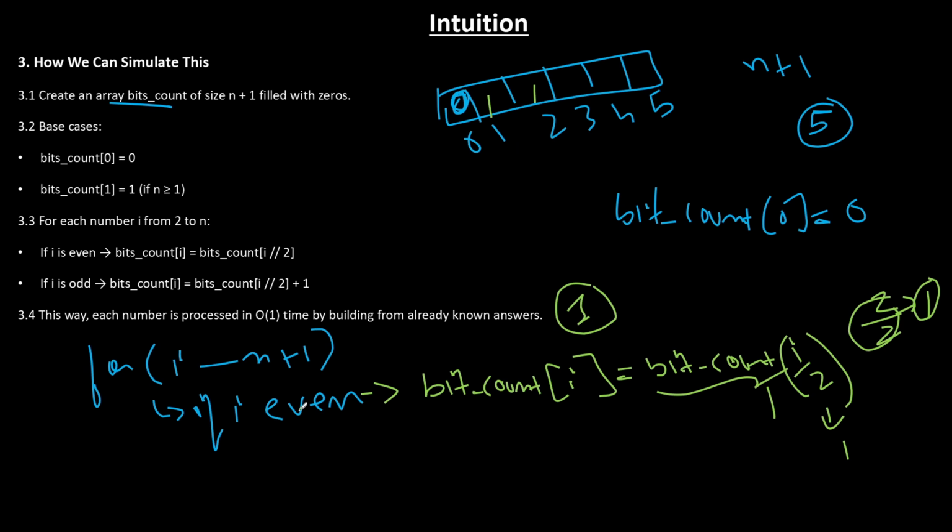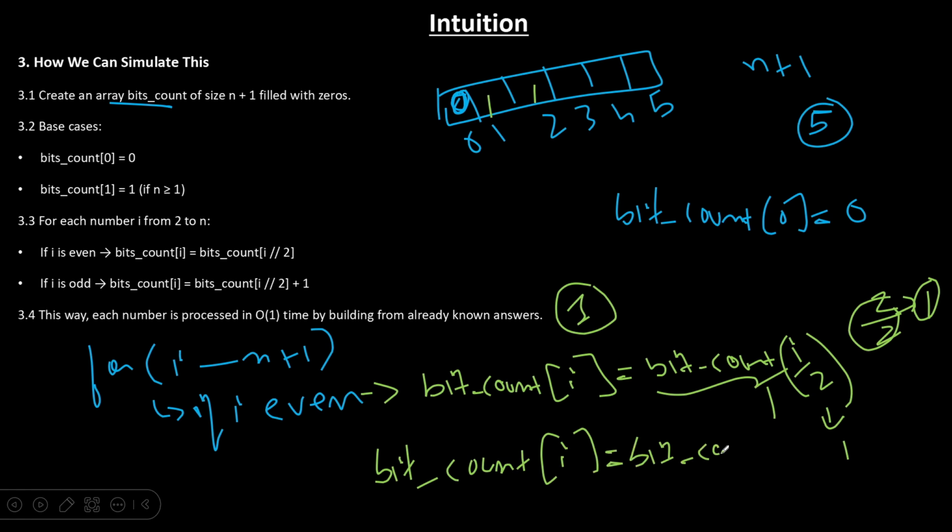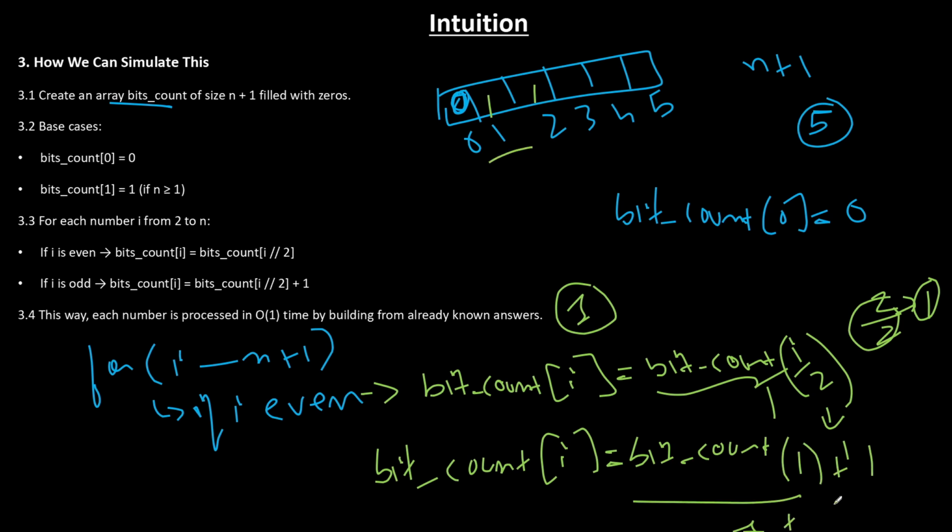Fine. Suppose you go for 3, what will happen? Bit count of i, which is 3 right now. Bit count of 3 by 2 is what? It's 1, right? Plus 1. Bit count of 1 is what? It's 1, plus the 1 here gives me 2. So in 3 we will put 2. And what is the binary representation of 3? It's 0 1 1, right?